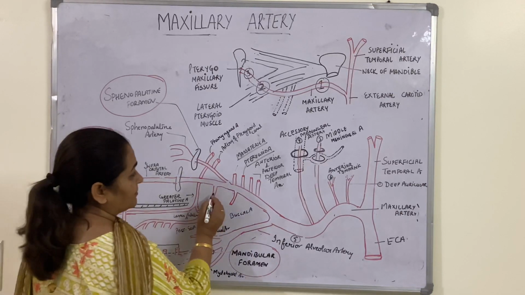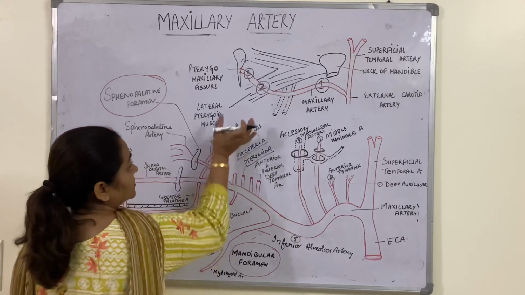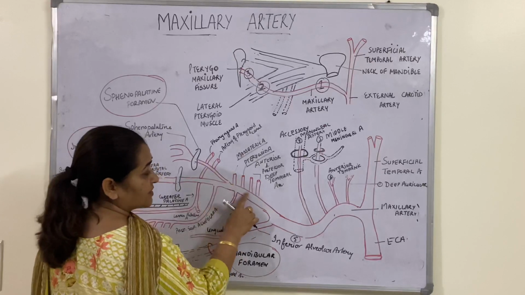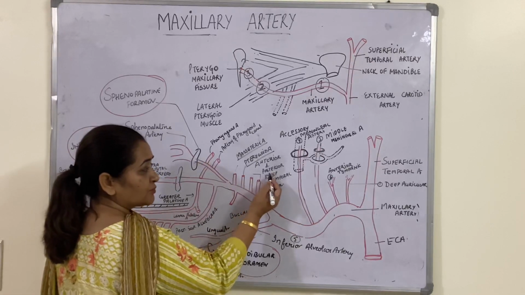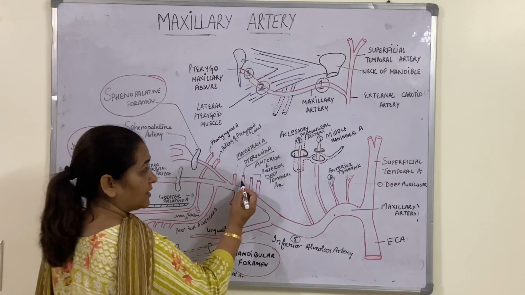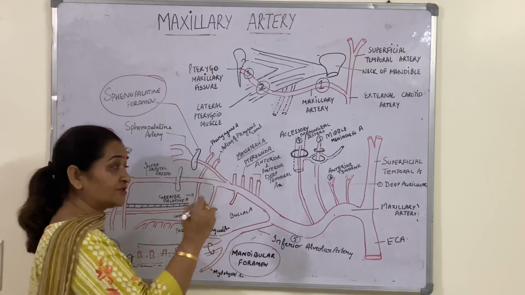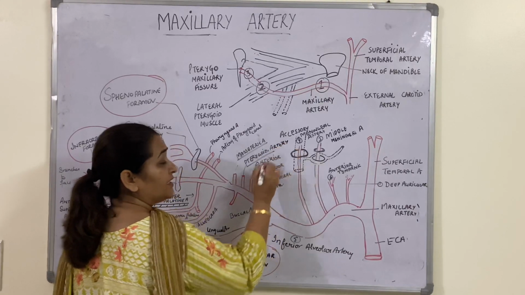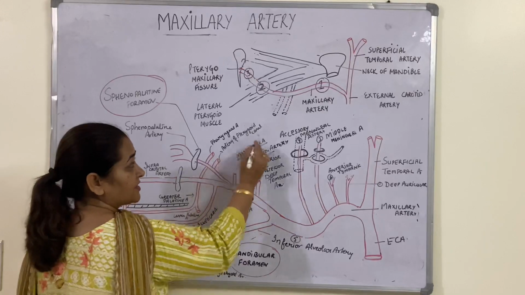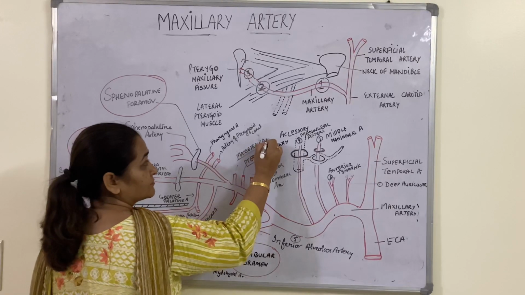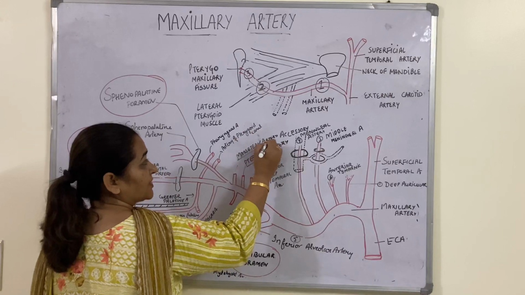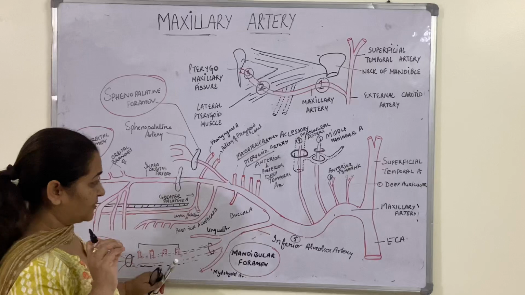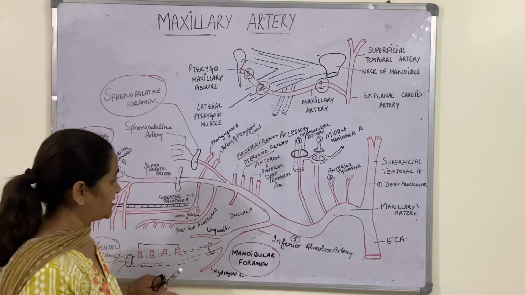Now coming to the second part. So this is the second part. This second part runs in relation to the lateral pterygoid, and most of the muscular branches arise from it. That is the anterior and posterior deep temporal arteries, then the pterygoid arteries, which supply the medial and lateral pterygoid muscles, then the masseteric artery, which supplies the masseter muscle, and then there is a buccal artery, which passes along the surface of the buccinator muscle.